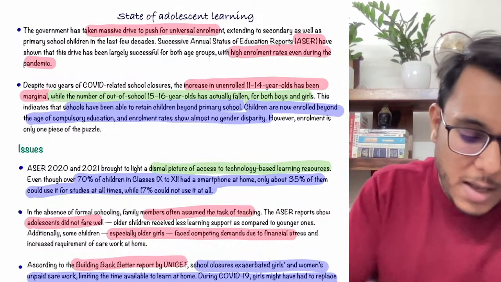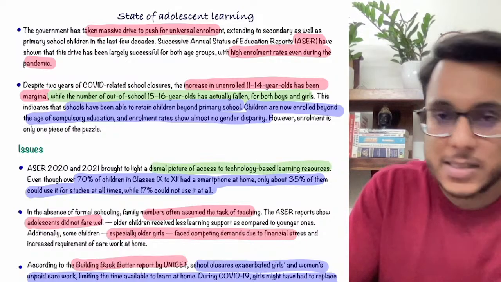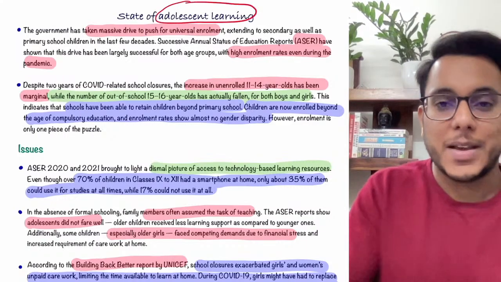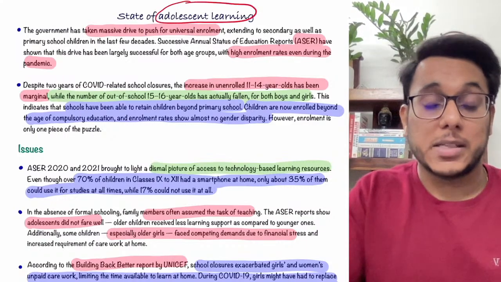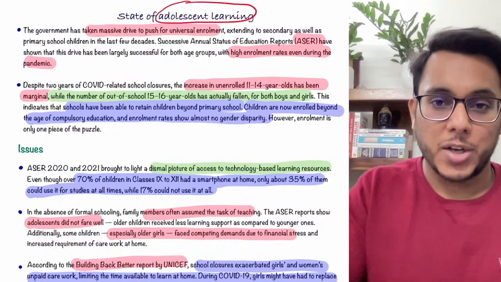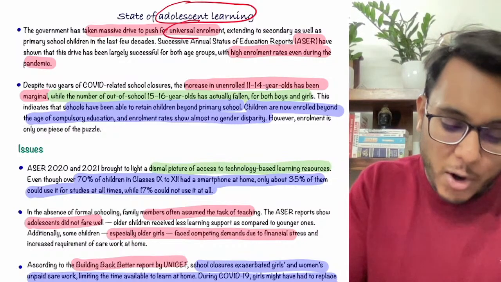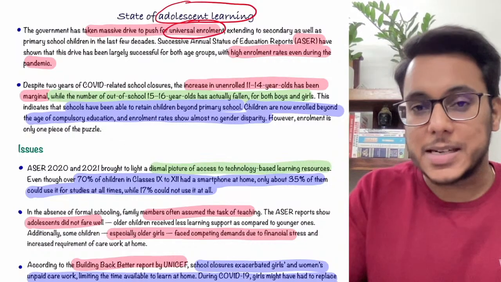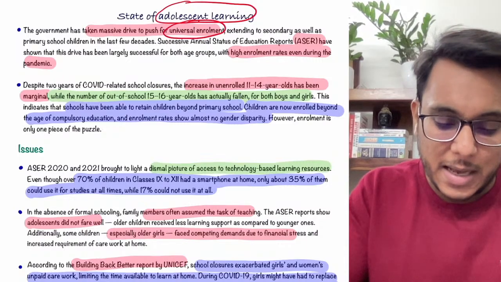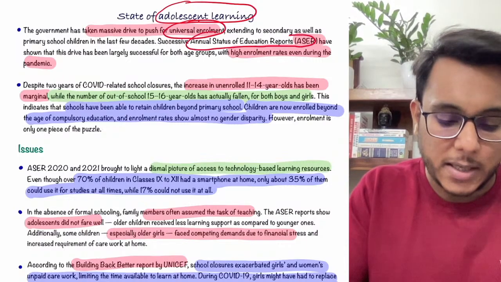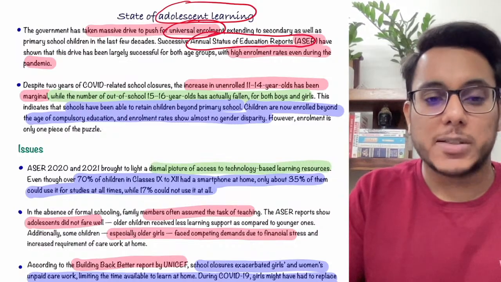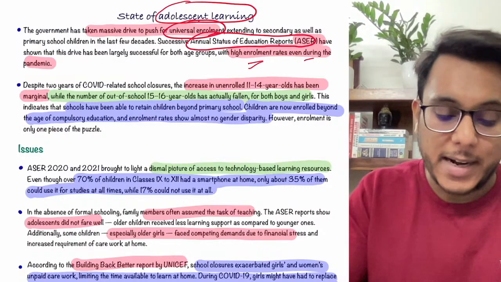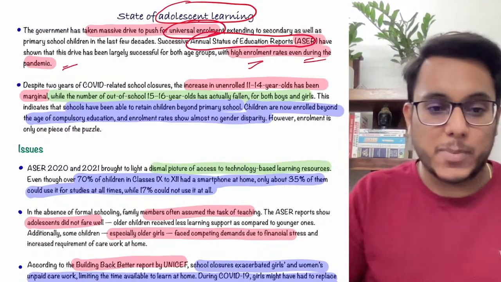Now it has been provided that the government has taken a lot of effort to provide adolescent learning. Under government schools, the government is providing highly subsidized education. There has been a push for increasing universal enrollment. Now, guys, a recent report, the Annual Status of Education Report, ASER, provides that India had seen high enrollment rates even during the time of the pandemic.